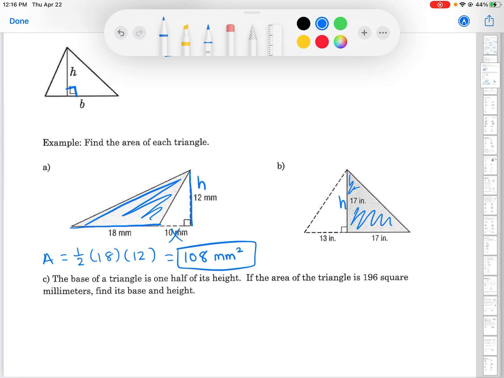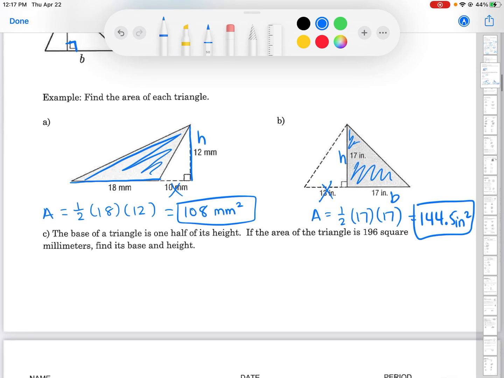All right, again, we want the shaded area. This is my height. This is my base. So we don't even need to worry about this portion. We're just finding the shaded area. So my area is going to equal 1/2 times 17 times 17, and that's going to give us 144.5 inches squared.